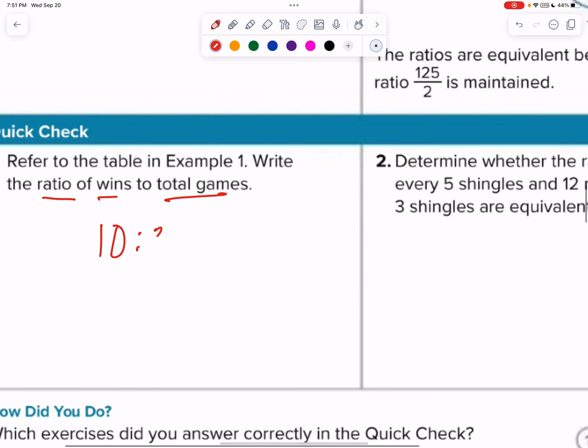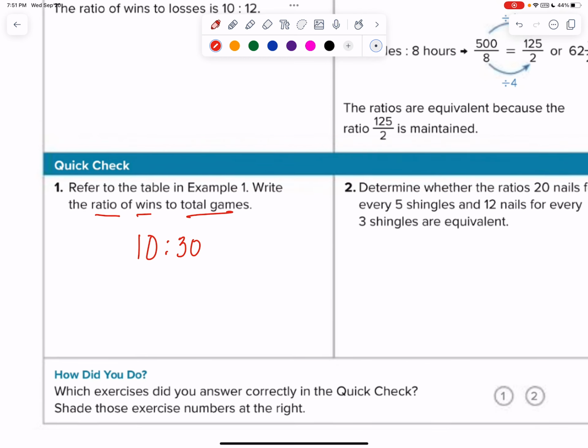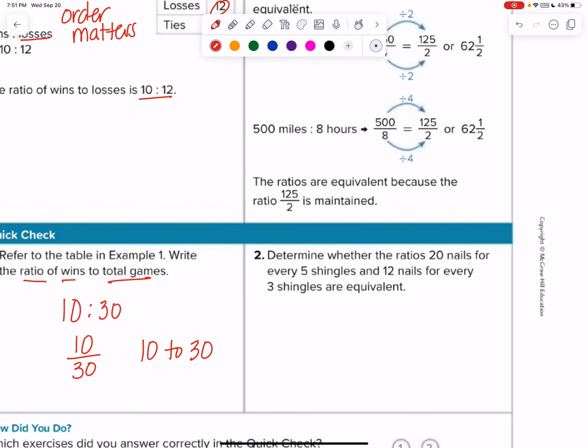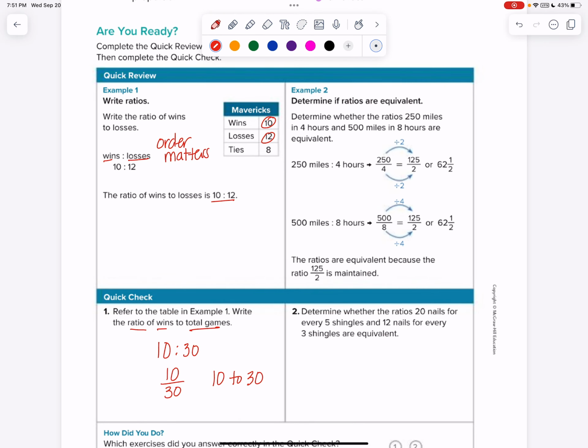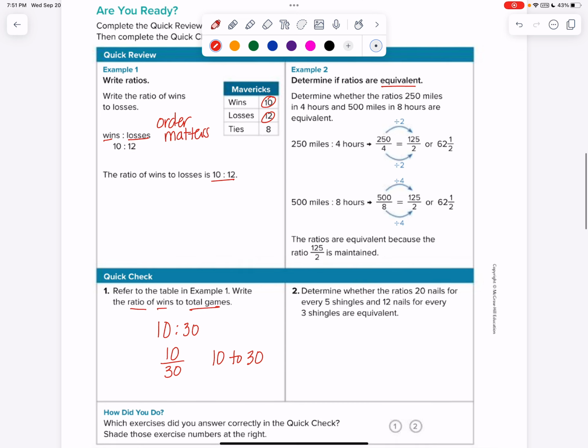Okay, so I'm going to go ahead and write these here. You'll notice that you can write a ratio like that. You can write a ratio as a fraction. You can also write a ratio in words by saying 10 to 30. All right. Now over here, they're showing you some examples of how to determine if ratios are equivalent. Okay. And you've created equivalent fractions in 6th grade. So let's take a look at that.